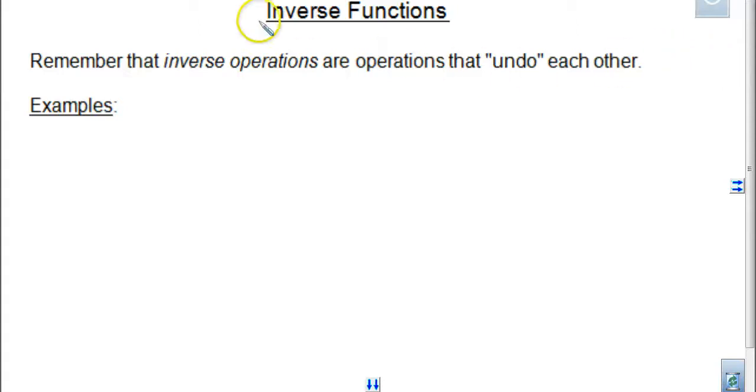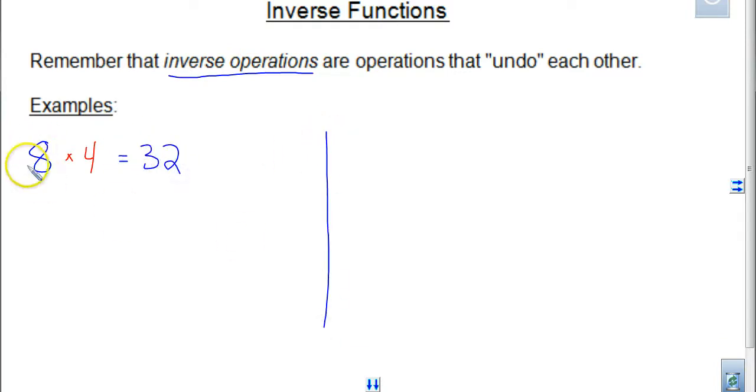Today we'll be looking at the inverse of a quadratic function. So first, just to review, an inverse operation is when an operation undoes another one. So if I start with, let's say, the number 8, and I want to do an operation such as multiplying it by 4, I will get the result of 32.